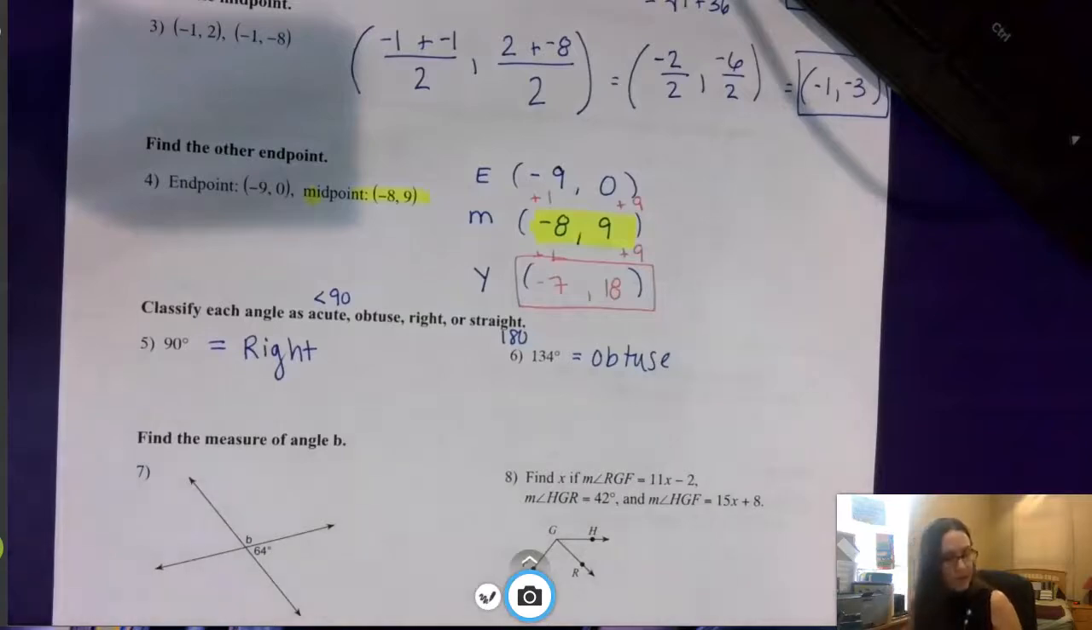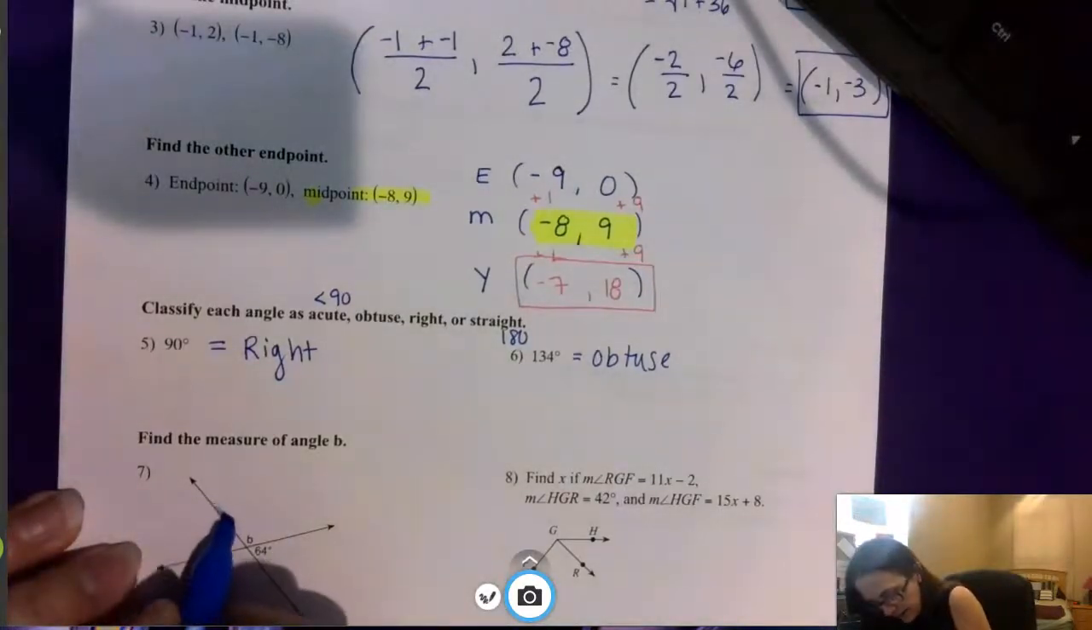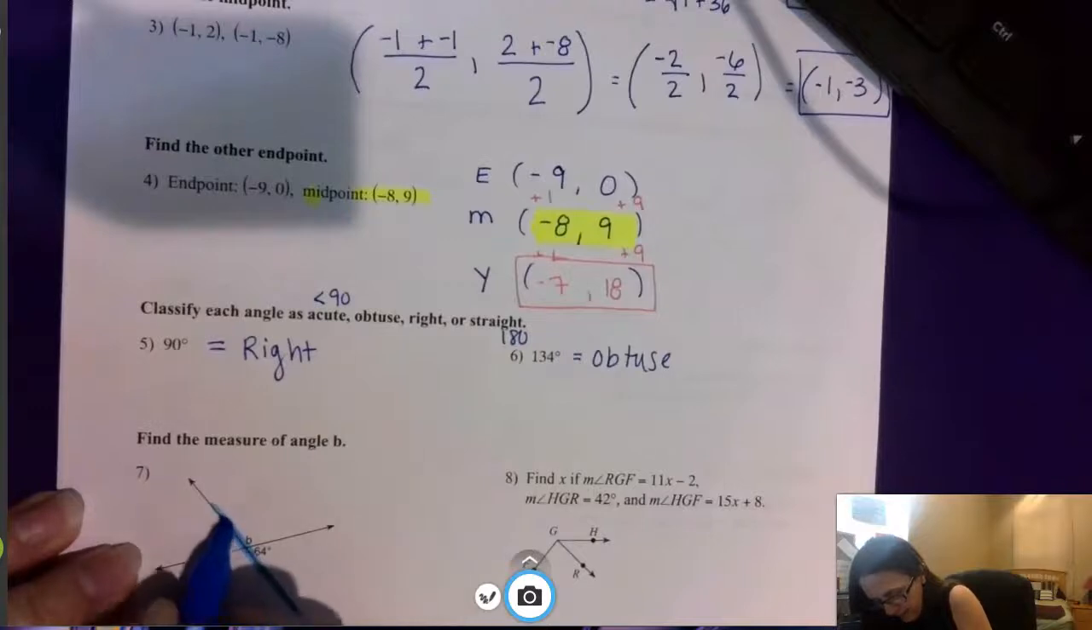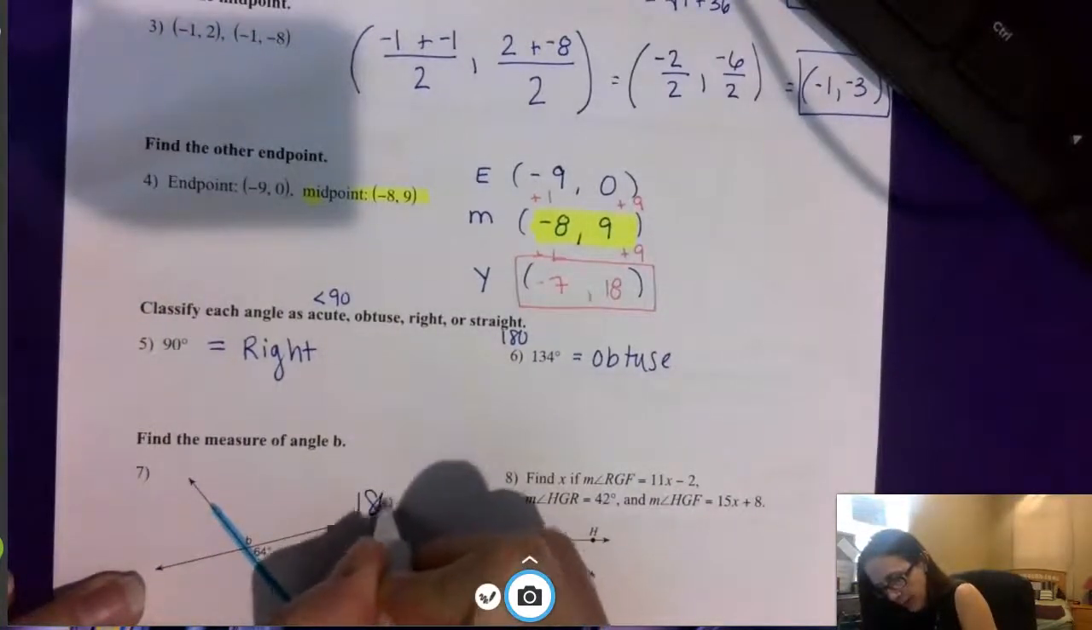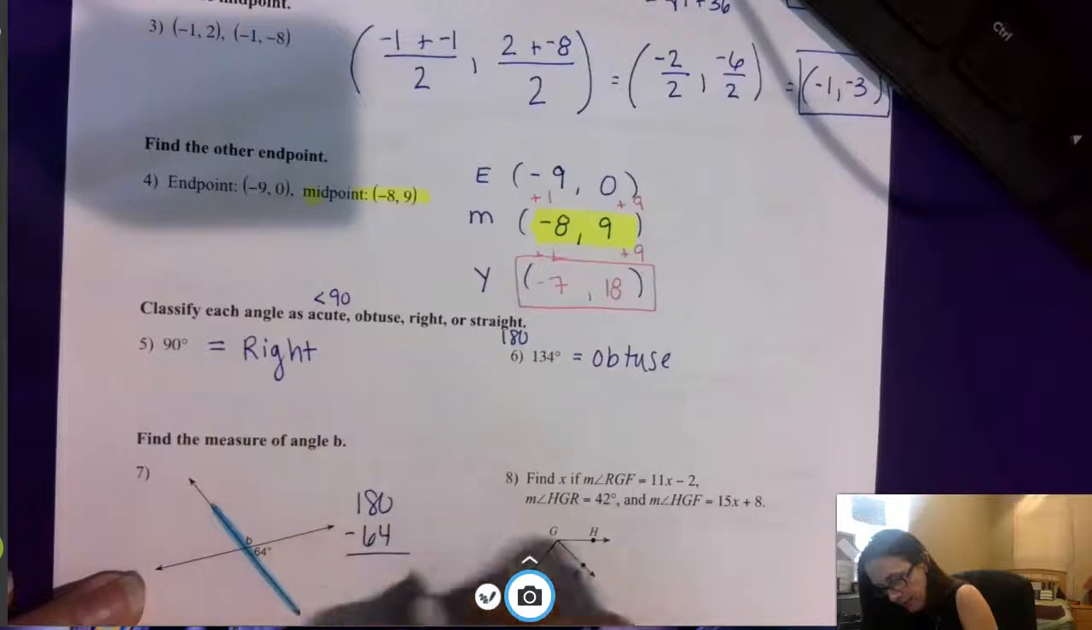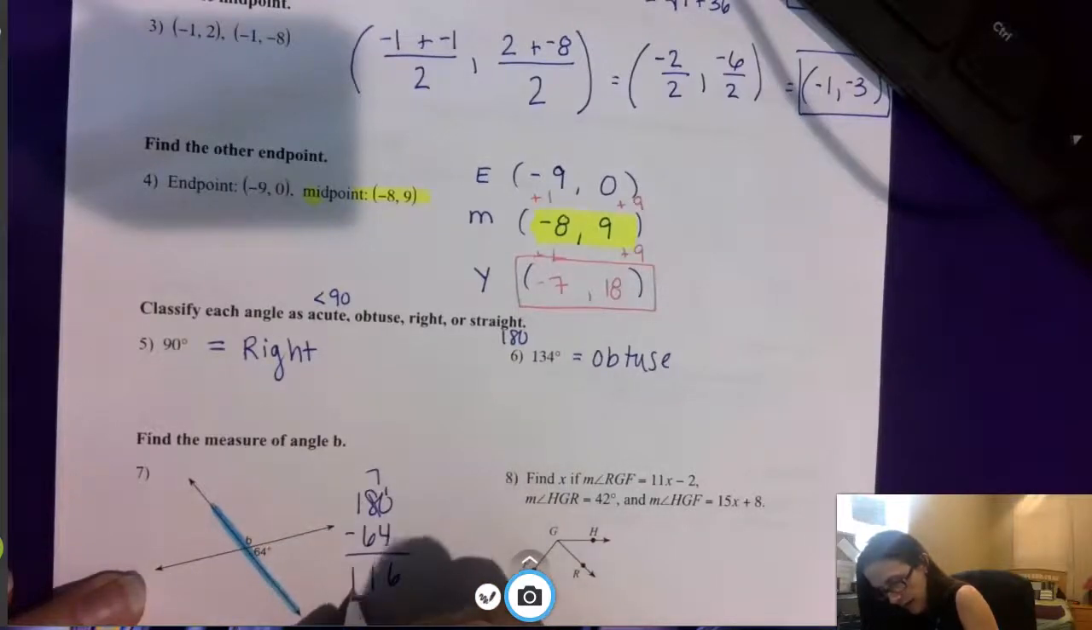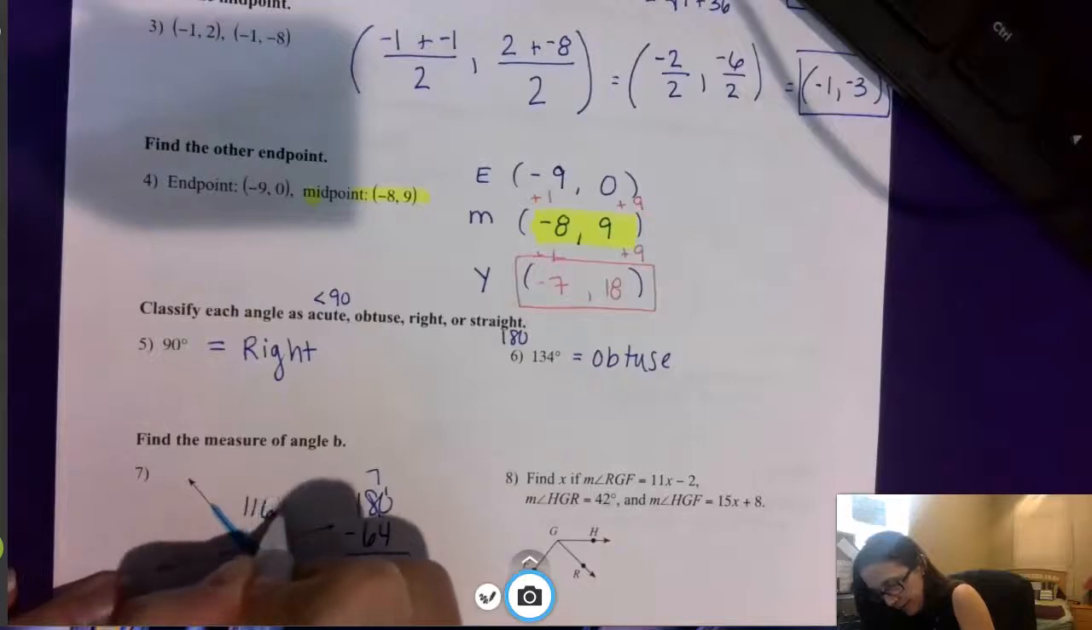Okay, find the measure of these angles. This right here creates a straight line. Anytime you have a straight line, it's going to be 180. I take 180 minus 64. I get 116 degrees over here.